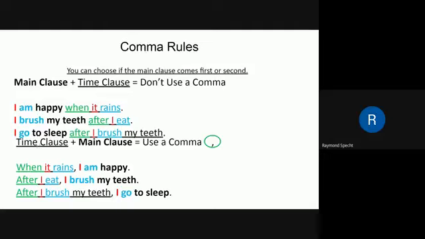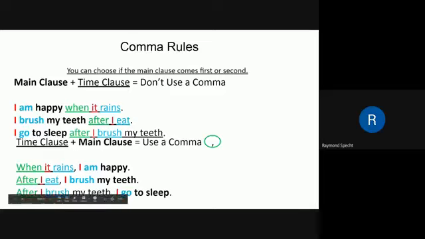When it rains, comma, I am happy. Okay, time clause first because we see the "when." This indicates our time clause. All right, then we've got to put our comma in here.